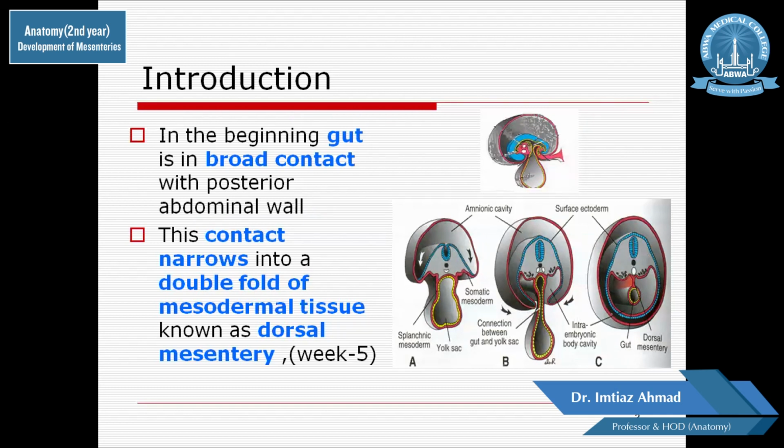Last lecture, we studied how the peritoneum or the body cavities are formed. If you have gone through it, you must be aware of these pictures. This is a very initial picture in which the yolk sac is incorporated into the body during folding.